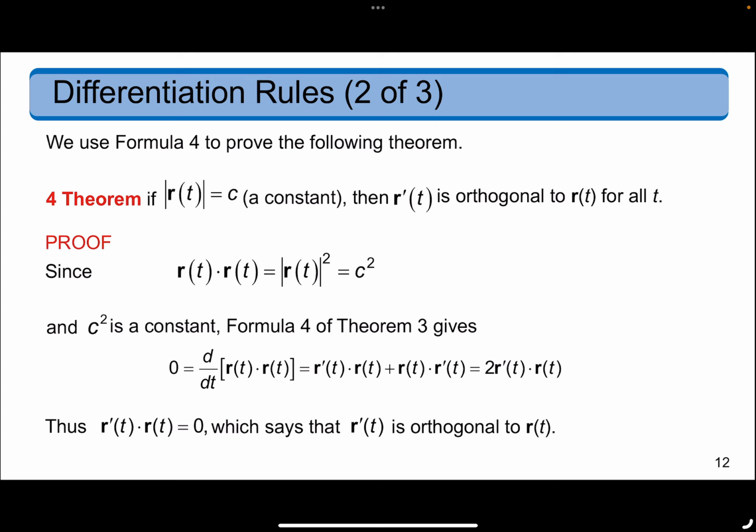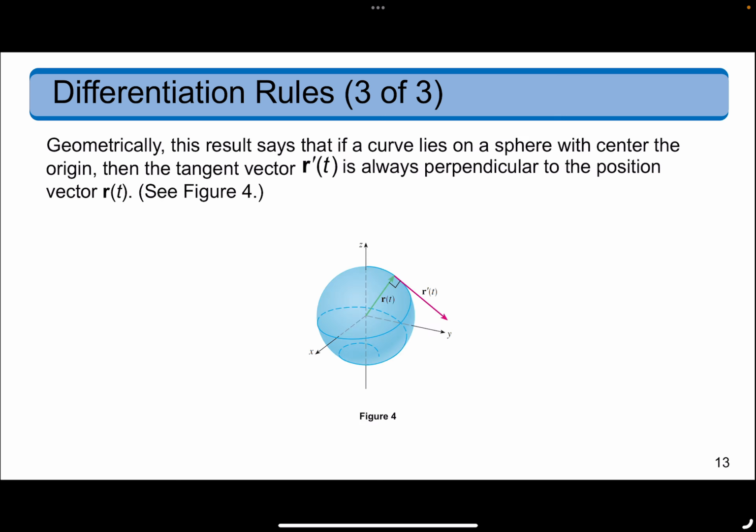So again, if the magnitude of r of t is a constant, then r prime of t is orthogonal to r of t for all t's. Geometrically, this result says that if a curve lies on a sphere with center at the origin, then the tangent vector r prime of t is always perpendicular to the position vector r of t. So the radius is perpendicular to the tangent line.